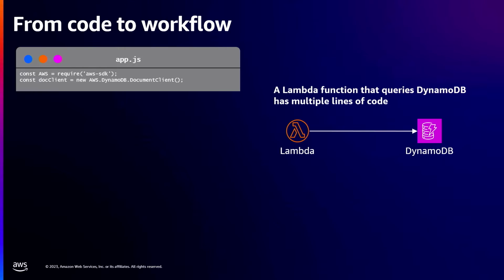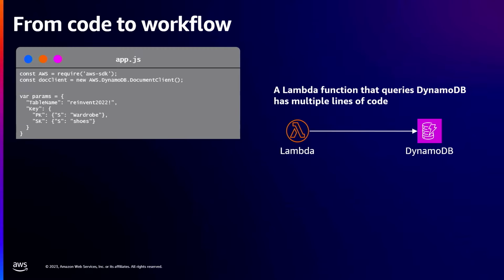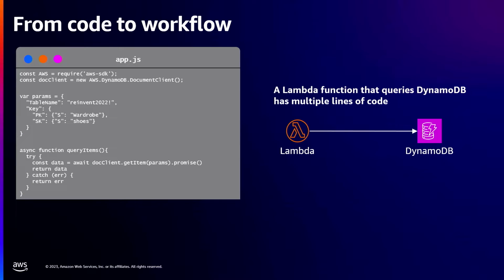So the first thing I'm going to do is choose my runtime. So I'll choose Node.js. I'm going to bring in the AWS SDK for Node.js, and I'm going to bring in the doc client for DynamoDB, so I can marshal and unmarshal data in DynamoDB. Then I create my params object. So here, it's things like the name of the table, the partition key, the sort key. Then I create the actual query.